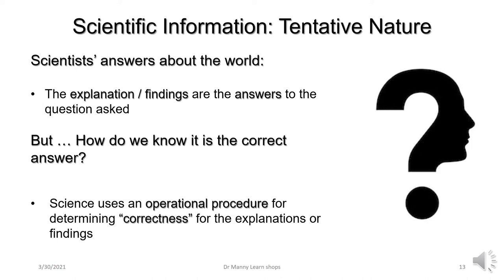The tentative nature of scientific knowledge isn't absolute. That's what it means. Tentative cannot claim absolute truth in science. The tentative nature of scientific knowledge also means that it may change. The laws and theories or what the findings are may change. And I'll give you examples of that as we go through.